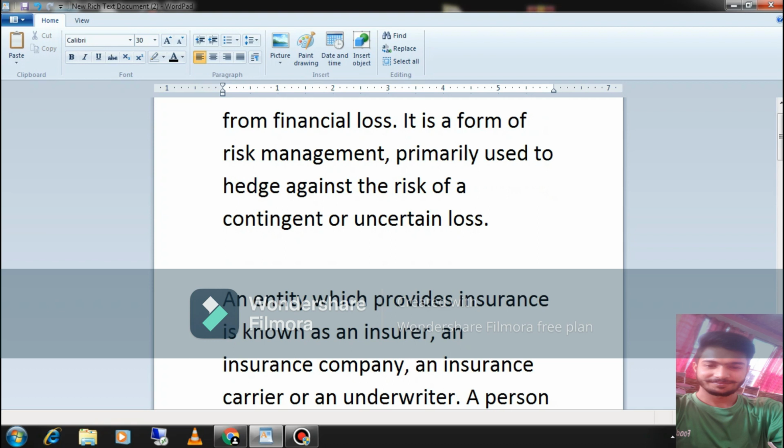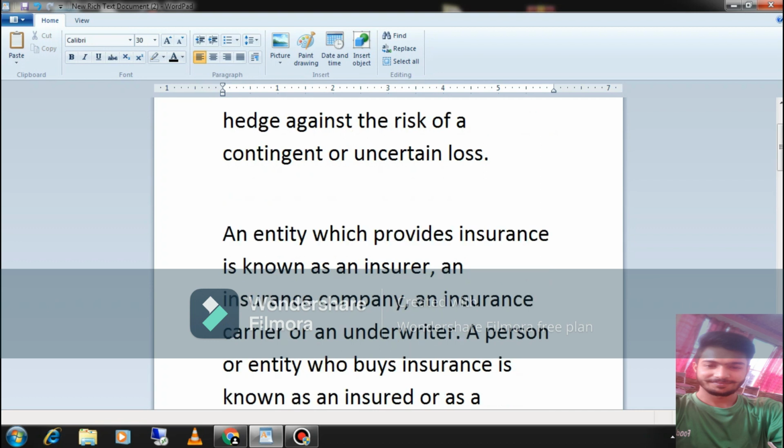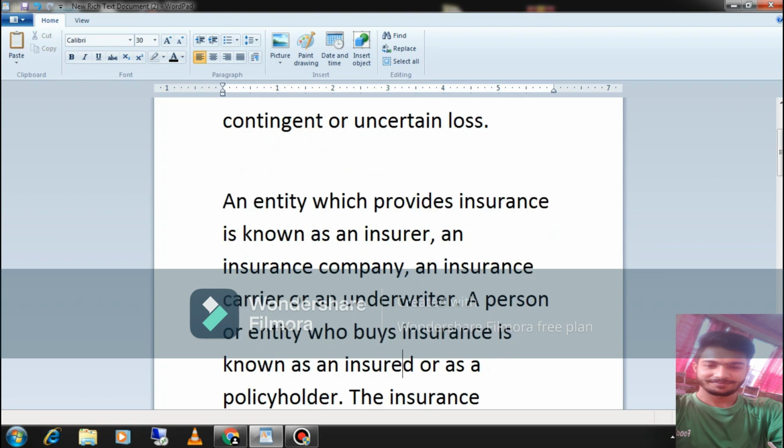An insurance company, an insurance carrier, or an underwriter. A person or entity who buys insurance is known as an insured or as a policyholder. The policyholder holds all the policies of insurance.